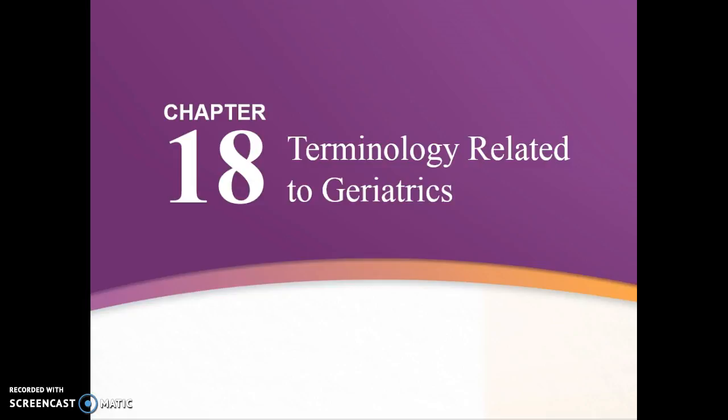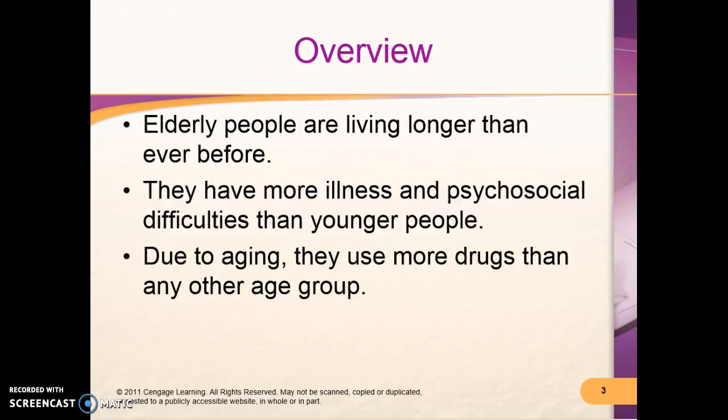So geriatric refers to the elderly. As most of us know, elderly people are living a lot longer than they ever did before, and because of that, we're going to be seeing a lot more illnesses. They are also one of the groups that uses more drugs than any other age group. There's also a problem with what we call polypharmacy, where they may go to more than one pharmacy. They're obviously going to go to a lot of different doctors. You'll find that many elderly people are going to go to a primary doctor, but then several specialists as well.